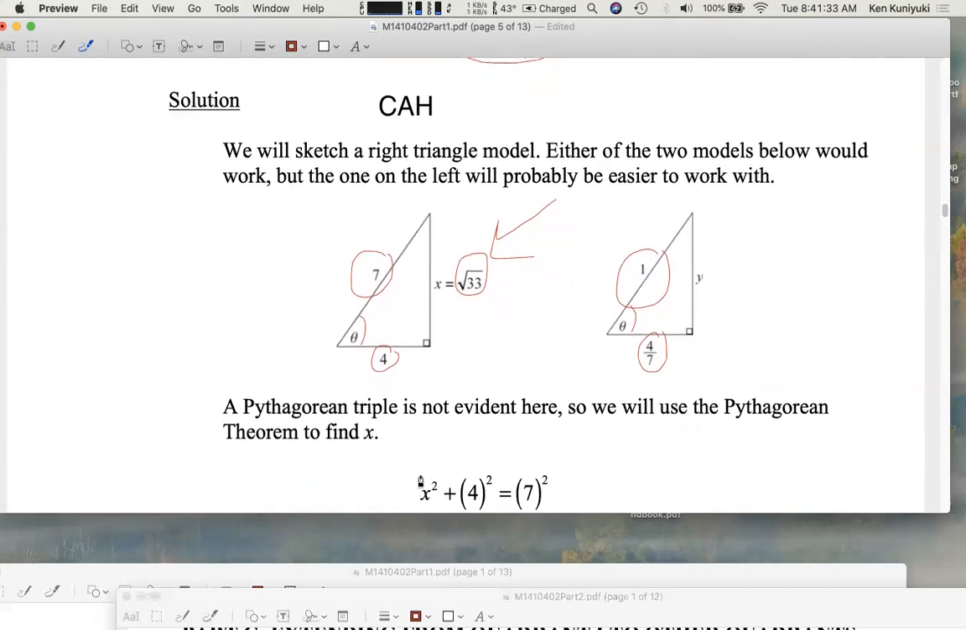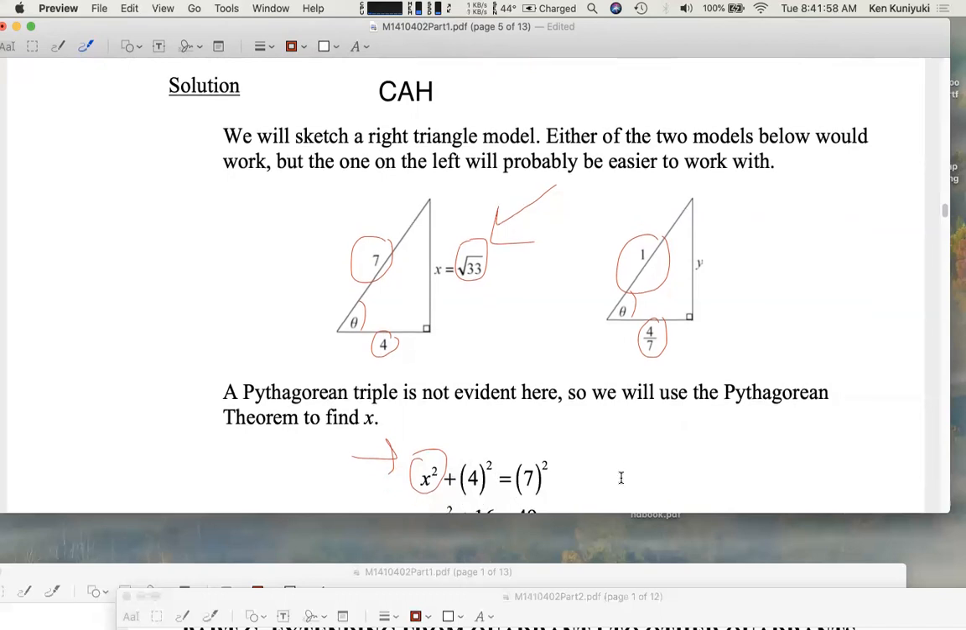The Pythagorean theorem. X, the unknown right now: x squared plus 4 squared equals 7 squared. Now, a lot of students are tempted to do x squared equals 4 squared plus 7 squared. They love to isolate x squared on one side. But here, sorry folks, the x squared is buried in there. If you try to isolate x squared right now, you'll probably get it wrong.